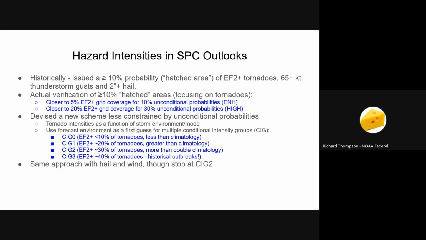So we can do the same thing with wind and hail. I'm not really going to show that today for the sake of time, and we only do up to a double hatch for those two because the environment's not nearly as good a discriminator as it is with tornadoes.